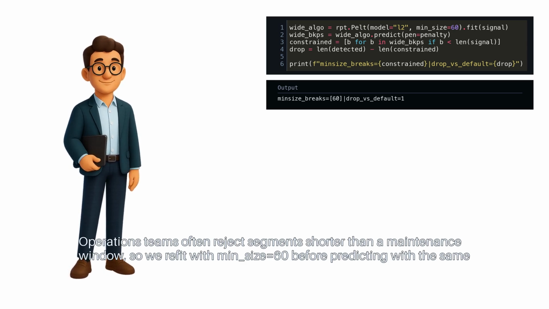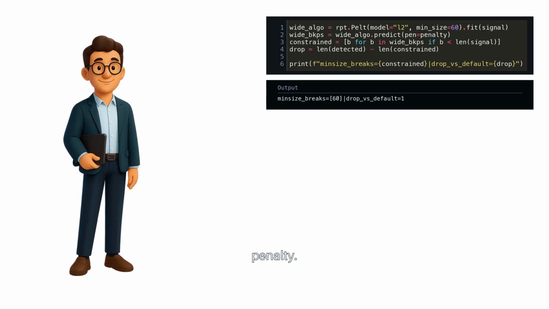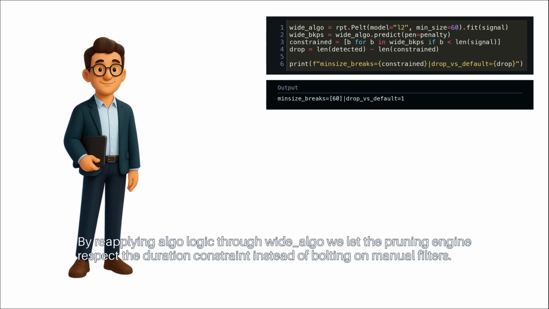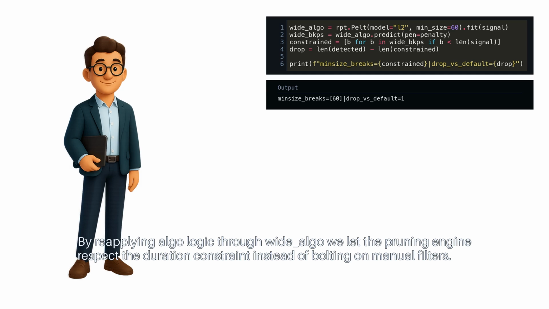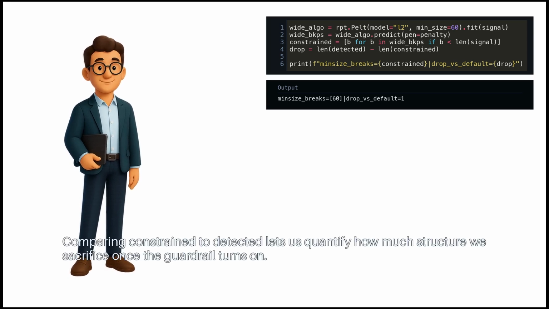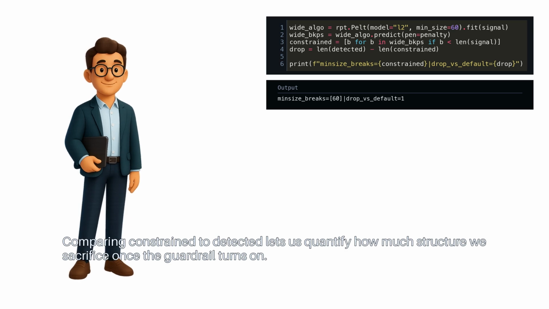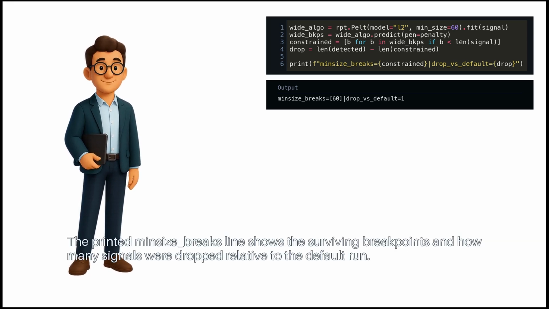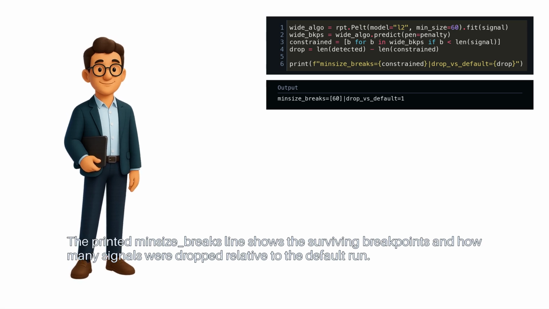So we refit with min size equals 60, before predicting with the same penalty. By reapplying algo logic through wide algo, we let the pruning engine respect the duration constraint instead of bolting on manual filters. Comparing constrained to detected lets us quantify how much structure we sacrifice once the guardrail turns on. The printed min-size breaks line shows the surviving breakpoints and how many signals were dropped relative to the default run.